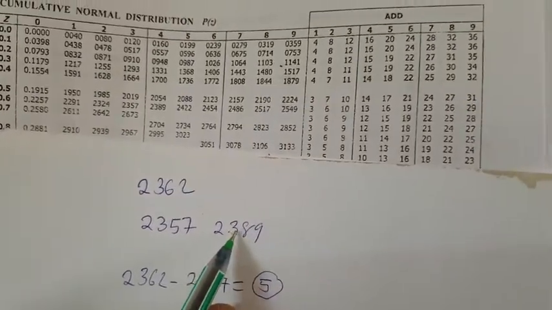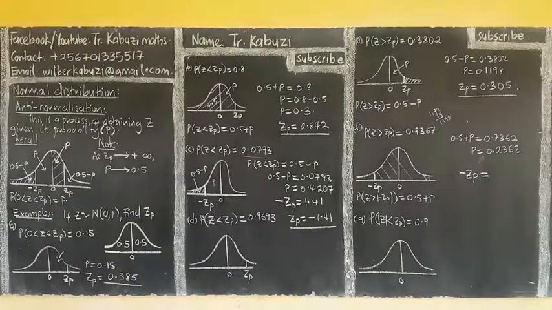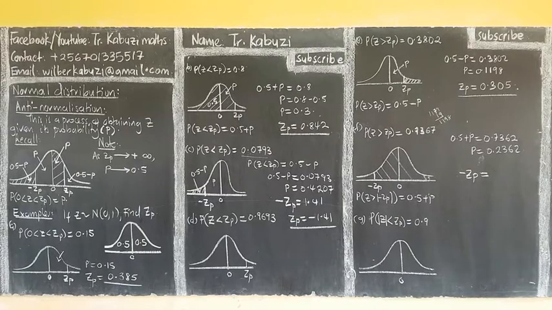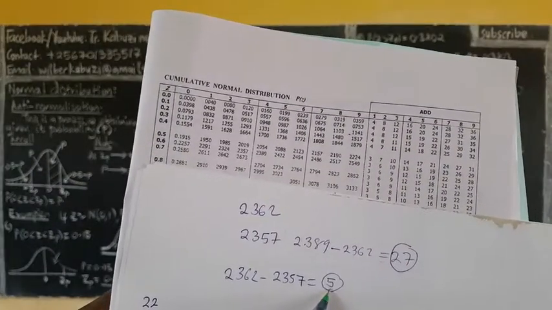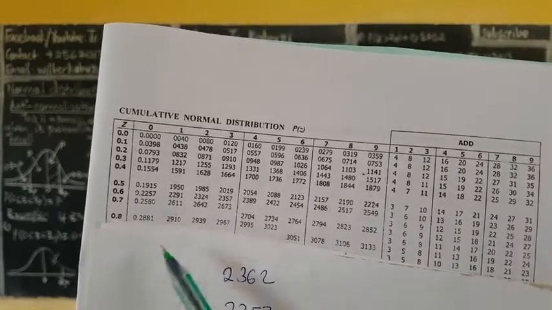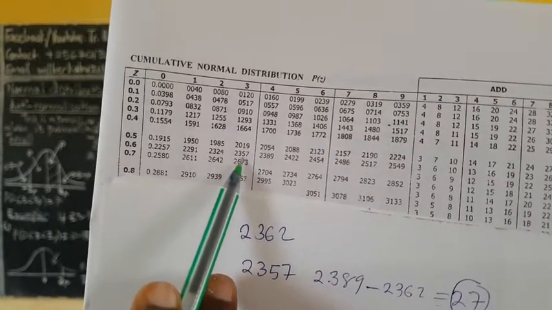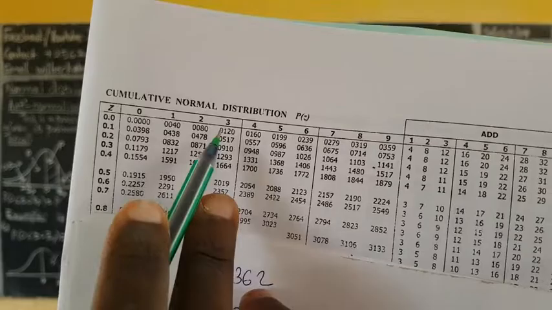Now, when you subtract this from the one we are looking for, 2362, the difference is, you get your calculator there, 2323. Here the difference is 27, and this one is 5. So we take this one because it's closer. And now this one we need to add. So this value we've got is 0.6, it's for 0.6 under 3.